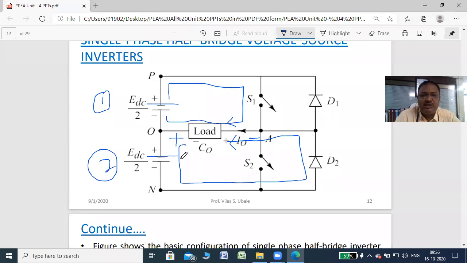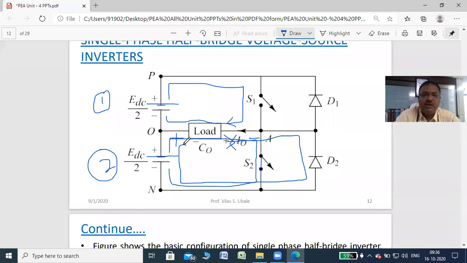Now at time instant T3, S2 is on. This is the fourth case. First case when both are off, second case when S1 is on, third case when S1 is off, and now the fourth case when S2 is on. Then what happens when S2 is on? Current starts to flow through EDC by 2, that is the second battery, then O, then load, then A, then S2, and back to the battery. Now this time the current direction is reversed.